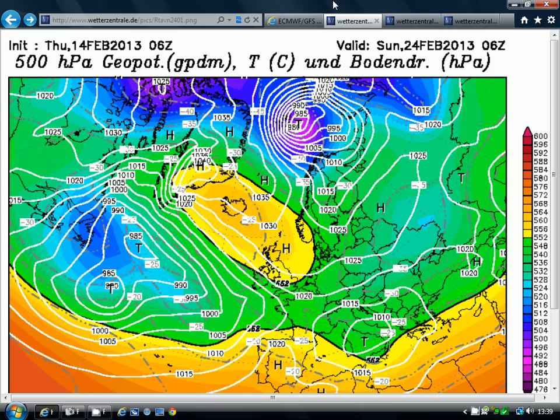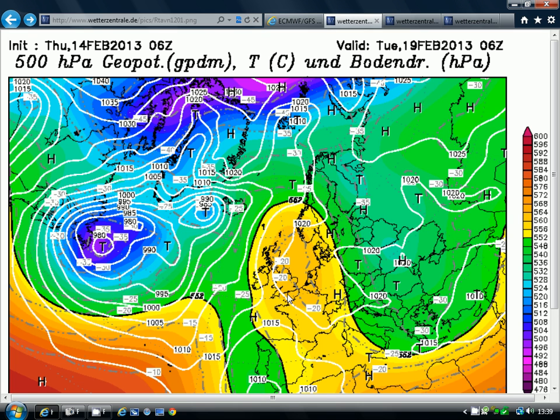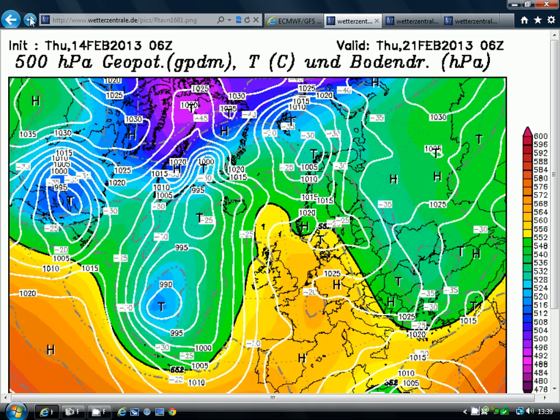If we have a look at the actual model from the GFS, we can see that in fact that is what the model is going for. Here's the chart for next Tuesday, Tuesday the 19th of February. The high pressure there is more or less slack across the country. It's probably giving us quite a spring-like feeling as we go into the middle of next week. That remains the case. But then let's go beyond that.